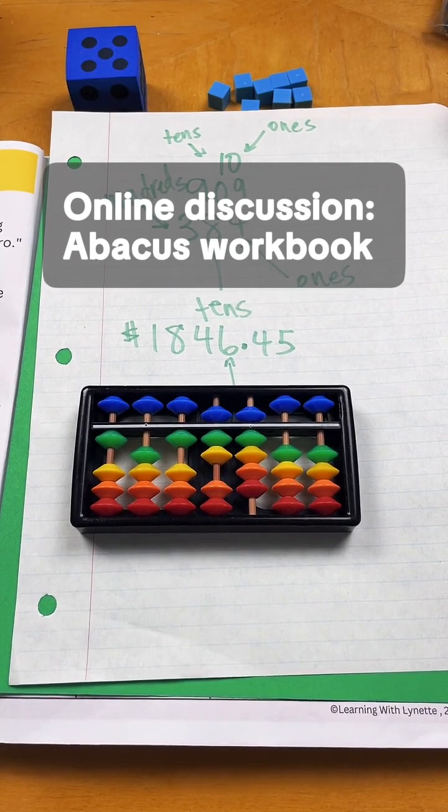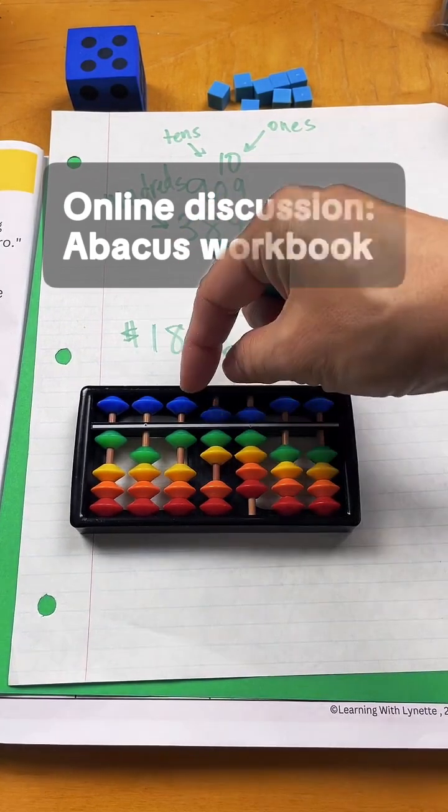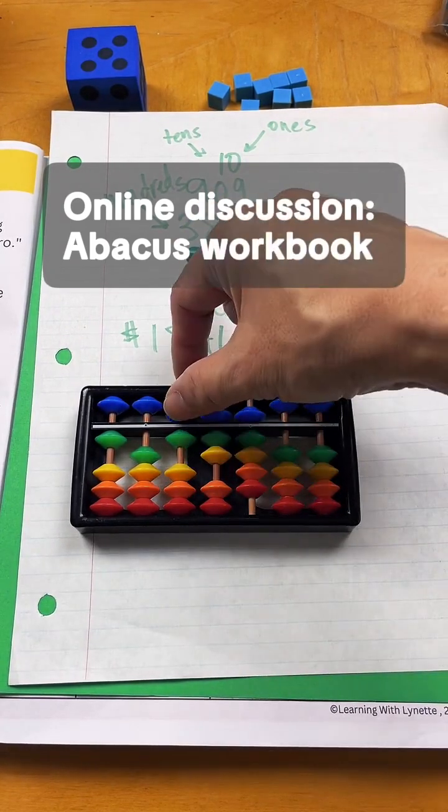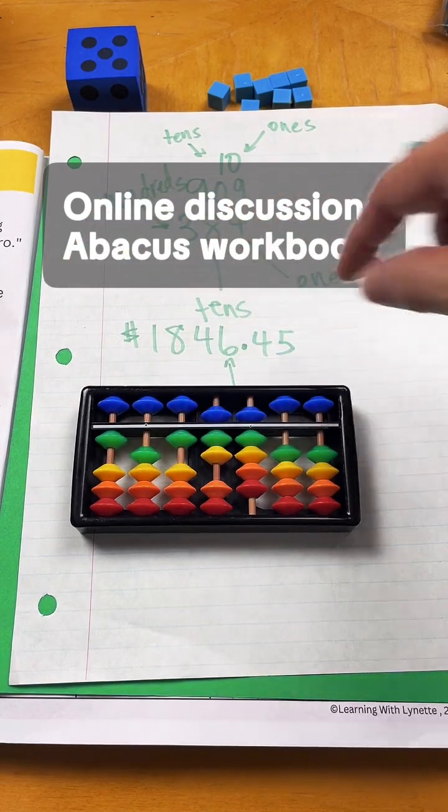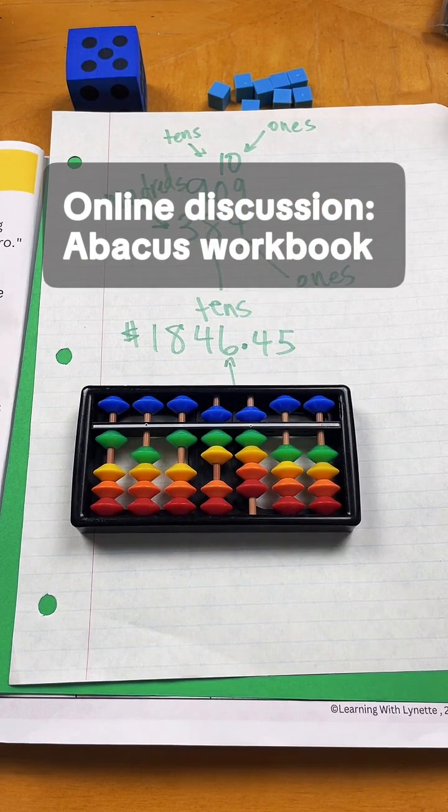No, it's 1, not a 6. The 6 looks like this, right? So it's actually 10179.